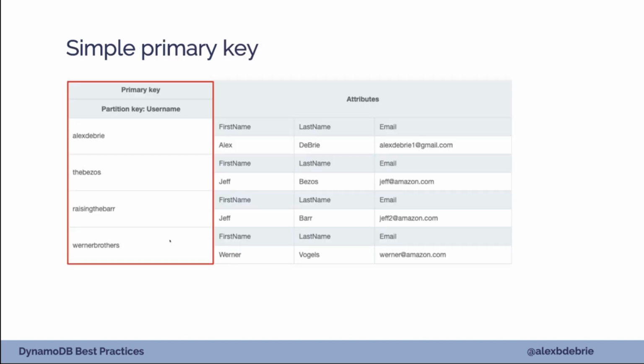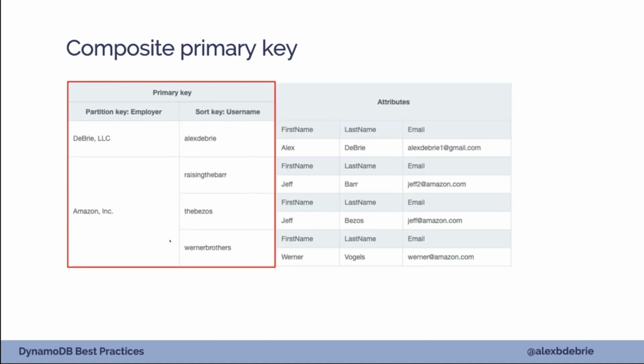So let's look at some examples. Again, going back to that users table we had, this is an example of that simple primary key. The only element in that primary key is that partition key of username that's uniquely identifying that item. Now, if you're doing very simple data modeling that's just key value access, then you can do stuff with this simple primary key. But often if you have more complex access patterns where maybe you have one-to-many relationships, many-to-many relationships, things like that, then you'll use a composite primary key.